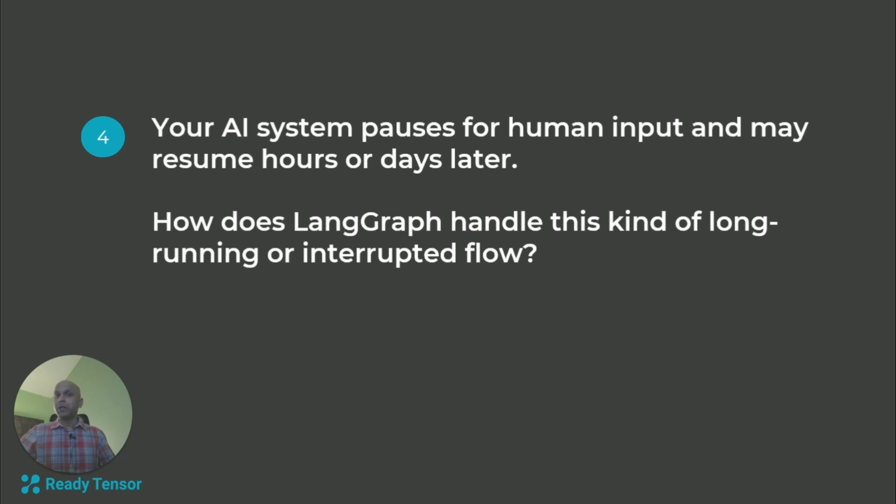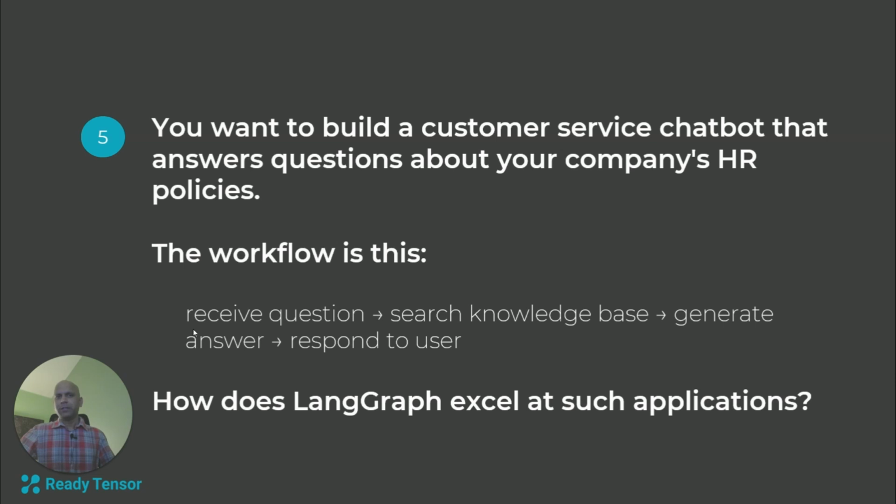Okay, let's say you're building an AI system. This is question 4. And that AI system, you need to pause for human input. Maybe this is a human in the loop system, or maybe the sessions can be done over hours or days. So there's interruptions and resumptions of sessions. What does LangGraph provide to handle such long running or interrupted workflows? What built-in capabilities does it provide that lets you handle such situations? Again, an important thing when you're building agentic systems, and it's useful to know how these things are handled for you automatically.